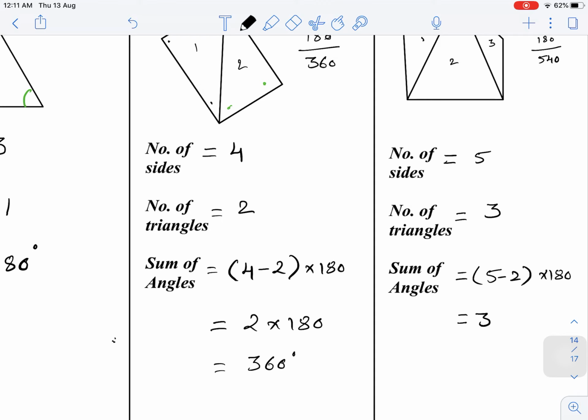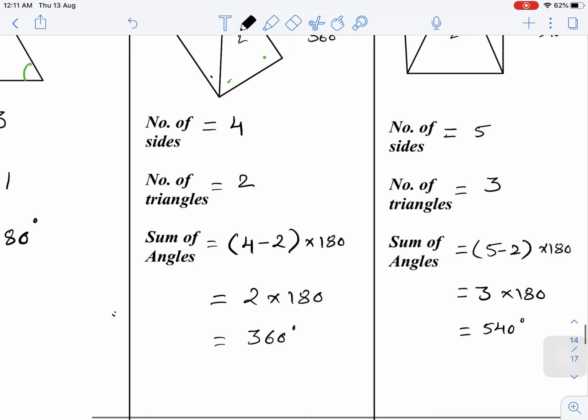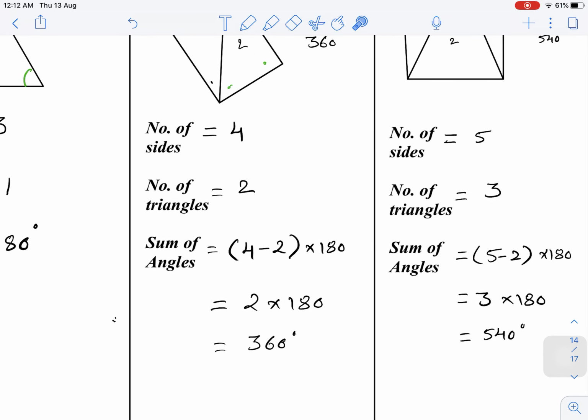Okay, so we'll have here 3 triangles into 180, and 18 threes are 540 degrees. So what we have done: how we got these 2 triangles, when we subtracted 2 from the number of sides. Here also we got these 3 triangles when we subtracted 2 from the number of sides.